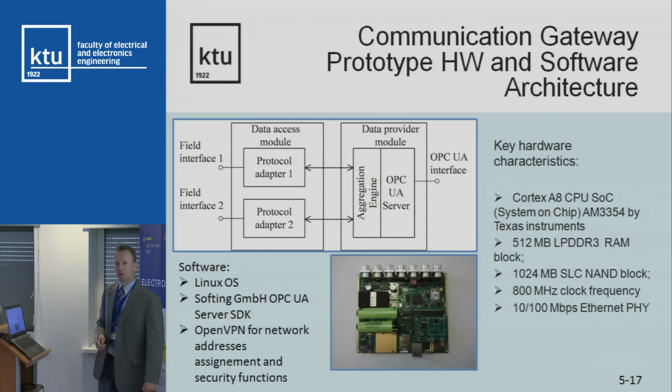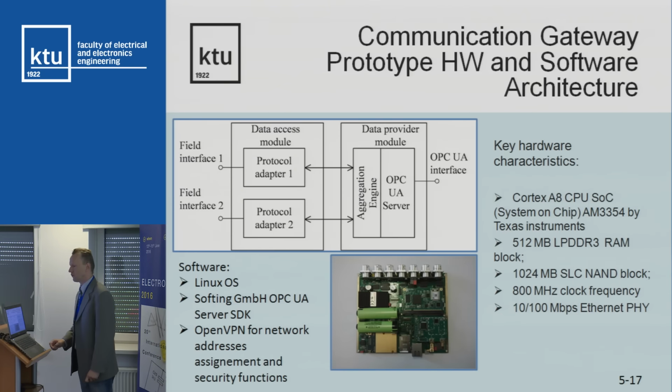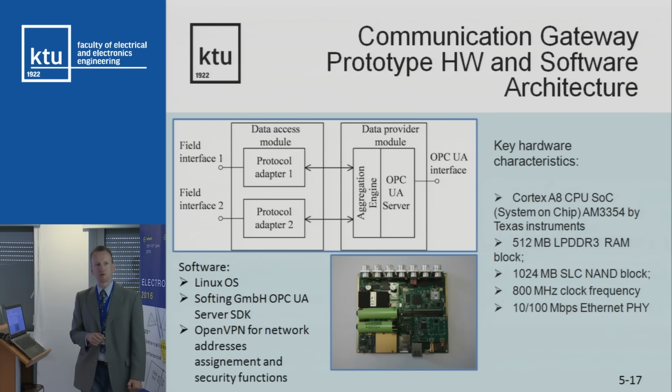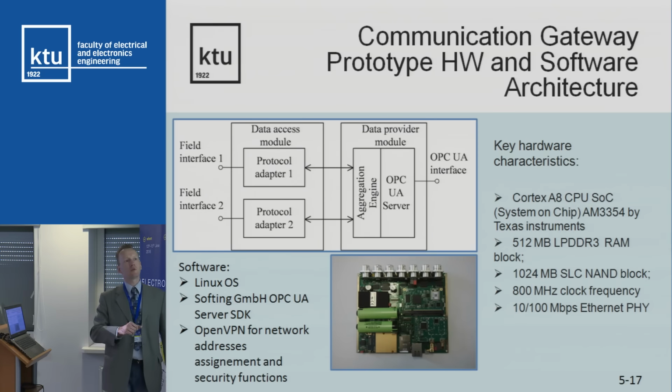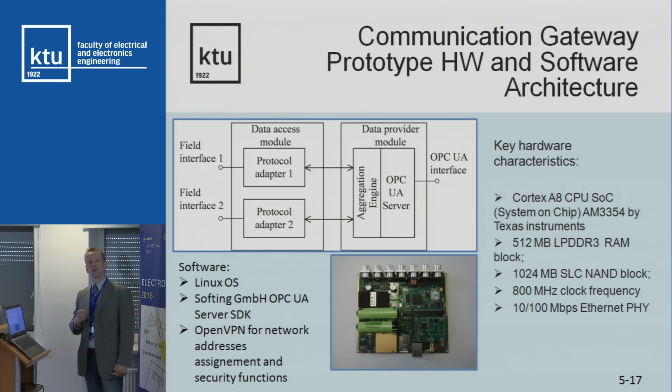Then an OpenVPN, or virtual private network, is involved in order to control security issues and addresses for the device itself and for clients that can connect to it. A short diagram of the internal structure of the software: the OPC UA server, then the aggregation engine, and protocol adapters that are aimed to read data from a variety of field networks. These could be CAN bus, wireless networks, or even simple analog inputs, a variety of possibilities.